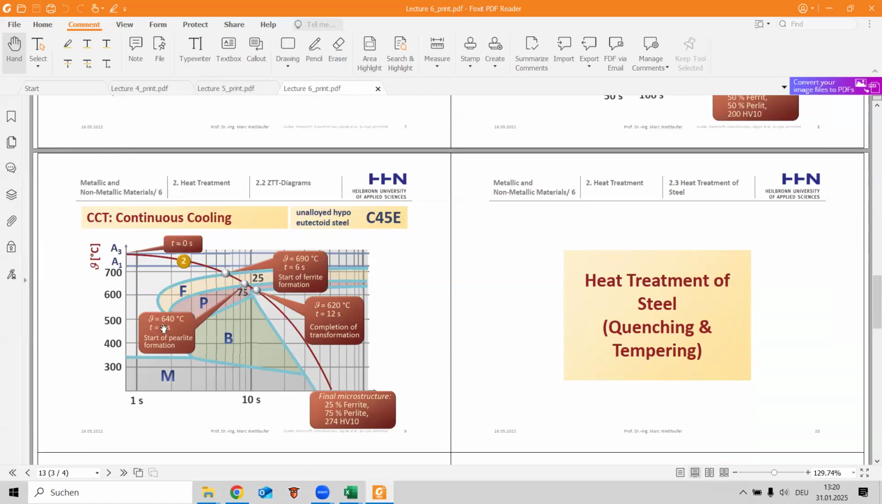In this graph part, here we have AC, A1 lines, t equals 0 seconds start. So here we have start of ferrite transformation, start of pearlite transformation, completion of transformation. Here we have a final microstructure, a quarter of ferrite, three quarters of pearlite, case of separation.